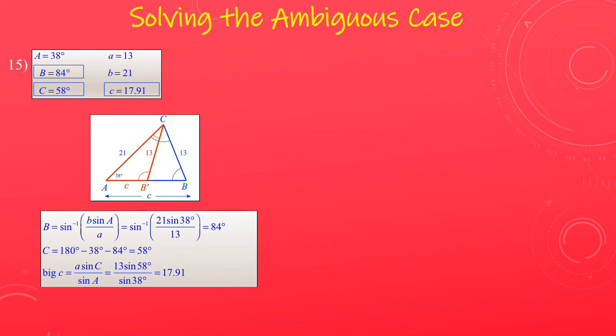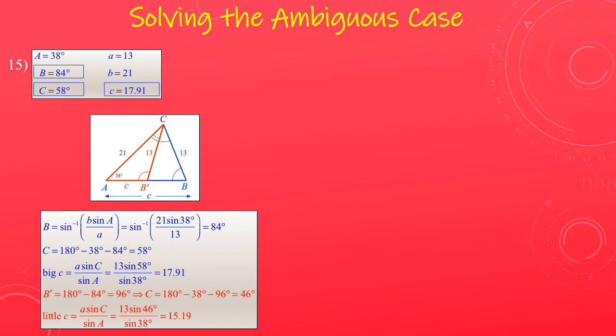The largest angle is B, which has the largest side of 21. The smallest angle is A, which has the smallest side of 13. We now solve the small triangle in red, AB'C. B prime will equal 180 degrees minus 84 degrees, which is 96 degrees. And therefore, angle C is equal to 180 degrees minus 38 degrees minus 96 degrees, which is 46 degrees. Finally, little c will equal little a sine C over sine A. 13 sine 46 degrees over sine of 38 degrees, which is 15.19.